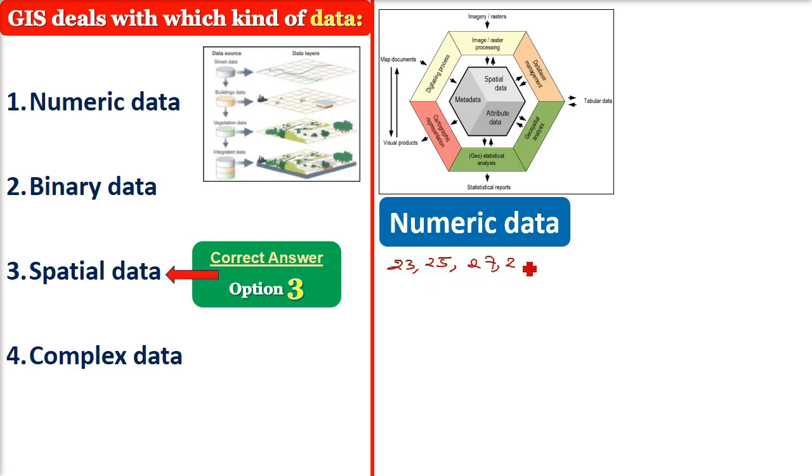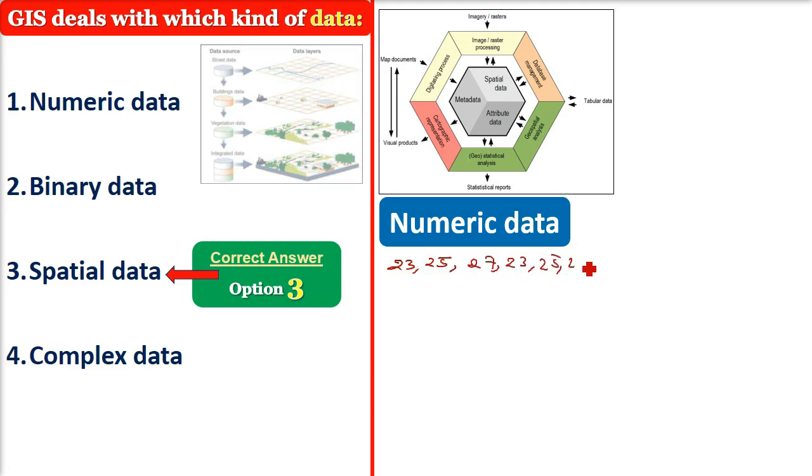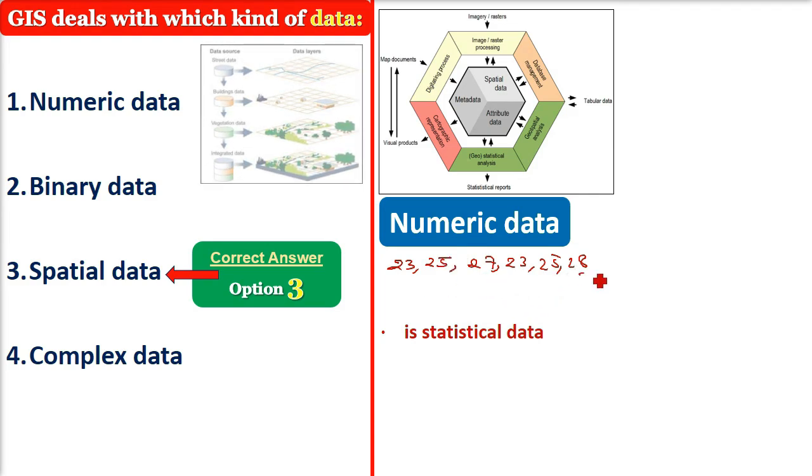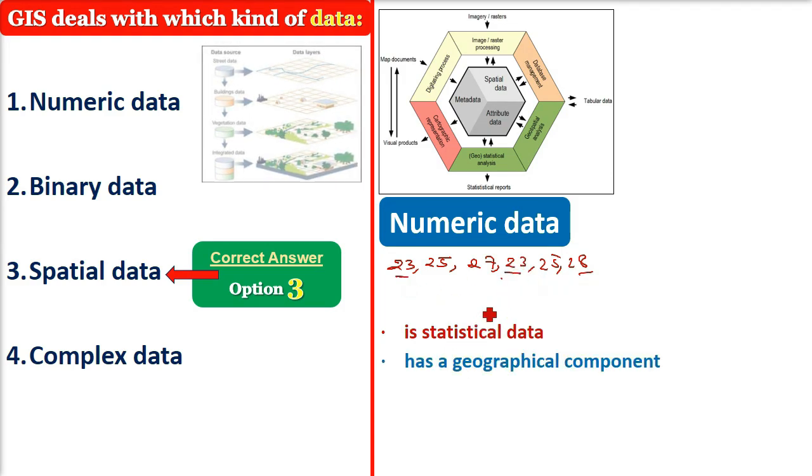These are the ages of those students: 23, 25, 27, 23, 25, 28, like this, random. So this is statistical data. Why is it called statistical data? Because you can tell which one in your class has the highest age, which one has the lowest age, and what the mode of that number is. 23 is the mode. So mode, median, all this you can take out.